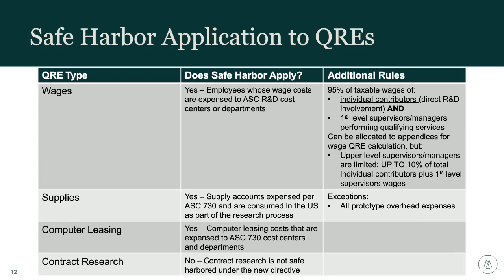So if those people would have normally been 100%, you are taking that haircut on 5% of the overall qualified wages. However, you also get this upper level supervisor manager, which would be considered second level supervision typically for the credit calculation. And so we would not include it. So you're basically trading 5% of contributors and first level managers for 10% of upper level managers.